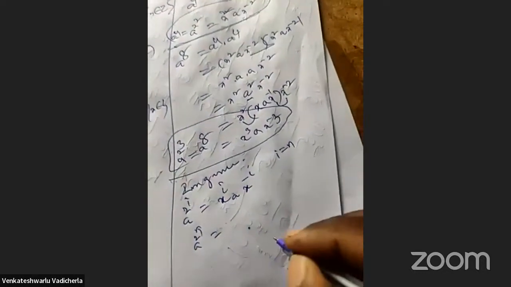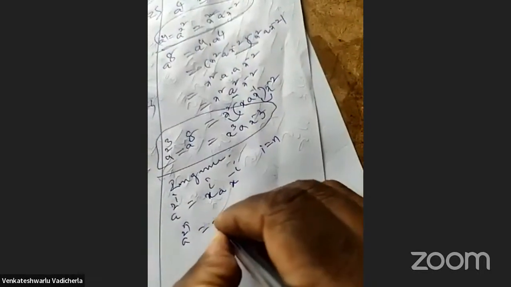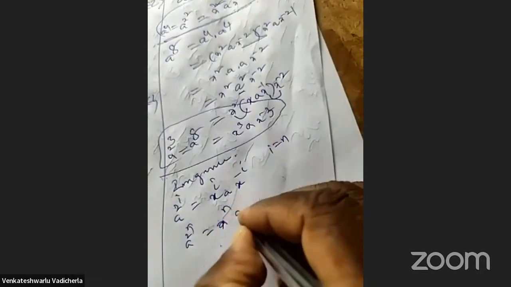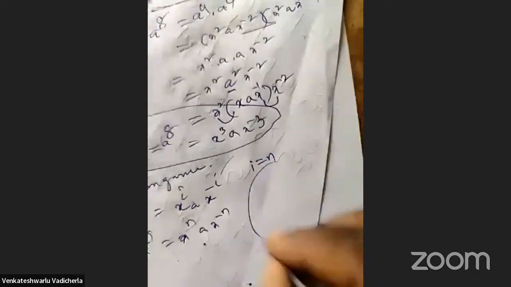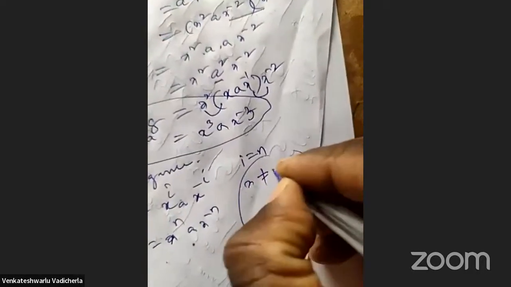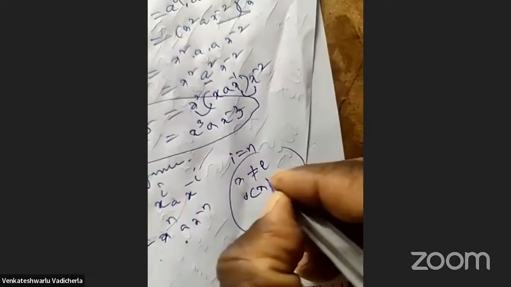A power of 2 power of n is equal to x power of n into A into x power of minus n. X power of n into x power of minus n. So A power of 2n. So this is already a relation. X is not equal to E. Order of x is equal to n.